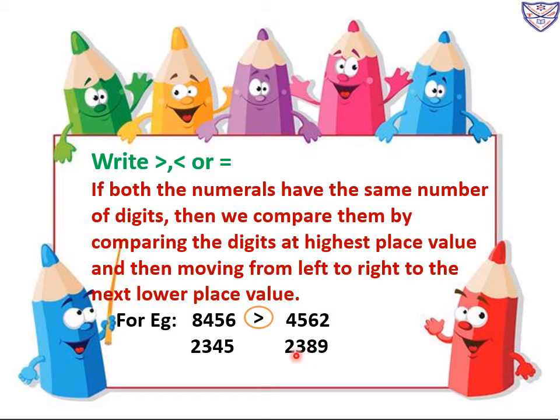So 2389 is greater than 2345. So we will write the greater than sign. So this way we have to write the greater than or equal to sign.